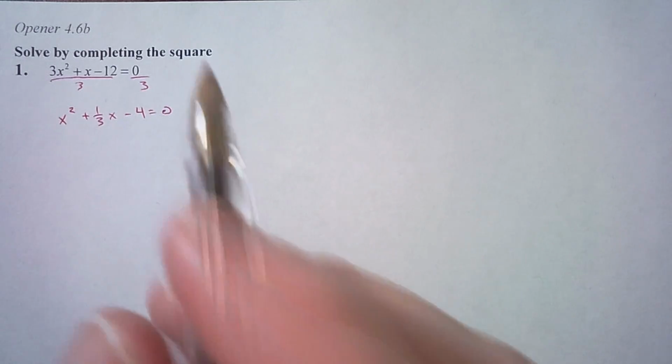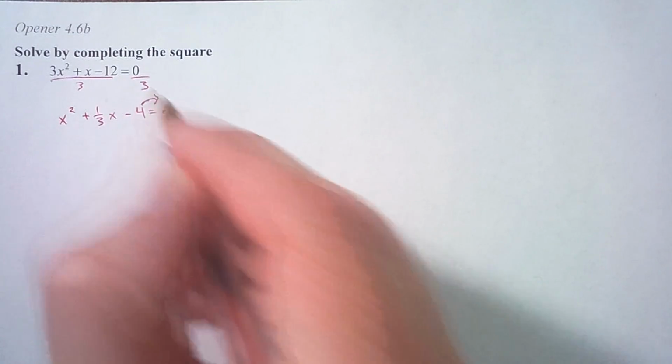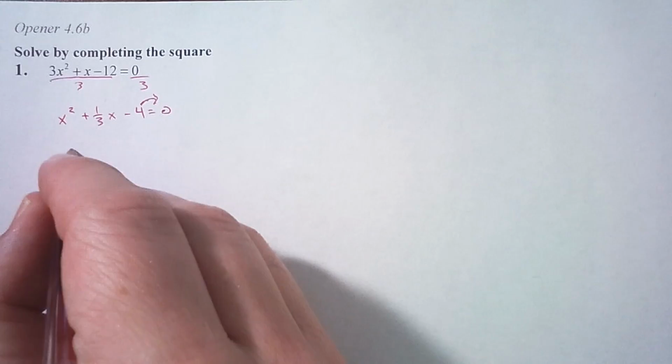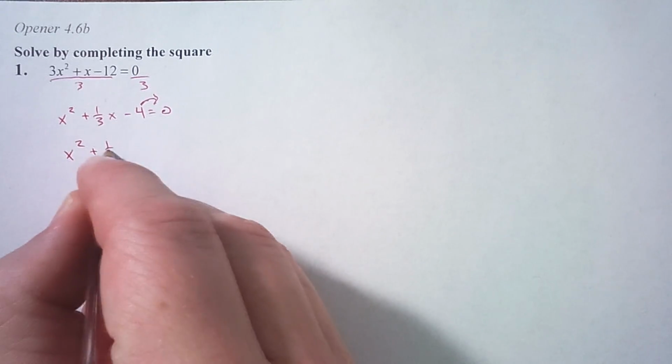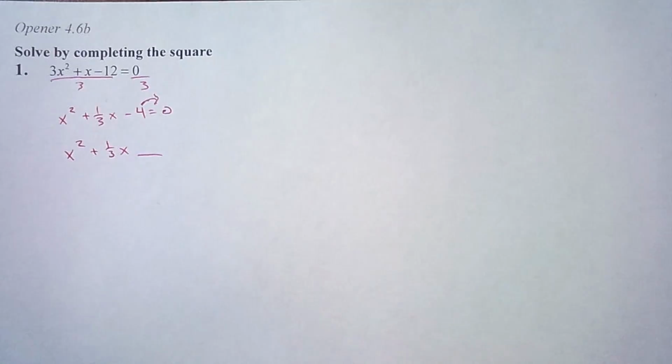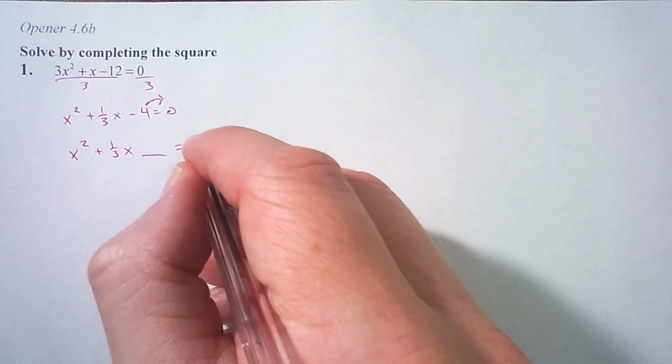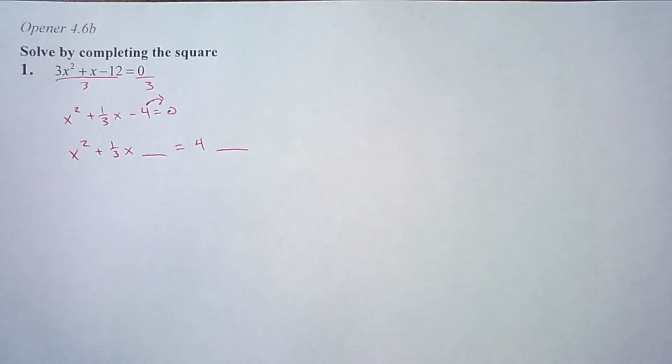Then our next step is to make room for a new c. So this minus 4 has to switch sides. So we have x squared plus 1/3 x, and then room for a new c equals positive 4, and room to match the new c on the right side.